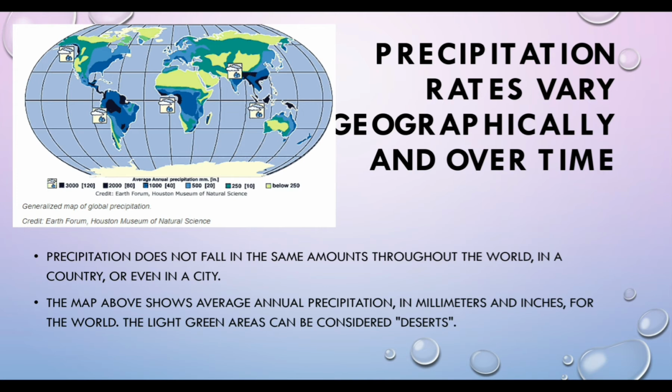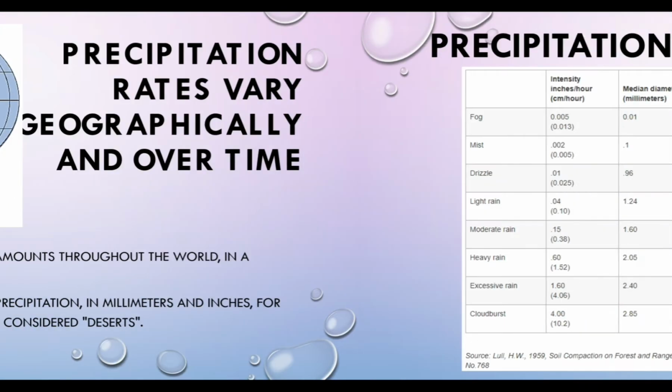Precipitation rates vary geographically and over time. Precipitation does not fall in the same amounts throughout the world, in a country, or even in a city. The map above shows average annual precipitation in millimeters and inches for the world. The light green areas can be considered deserts.